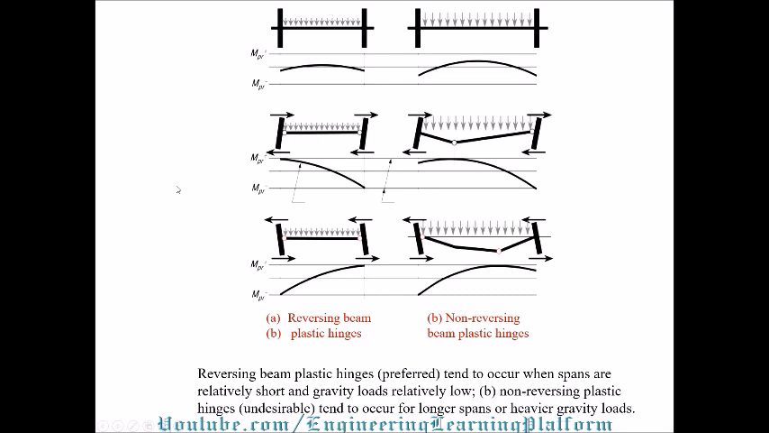Similarly, there is a mechanical mechanism shown. Reversing beam plastic hinges tend to occur when spans are relatively short and gravity loads are low. Non-reversing plastic hinges are undesirable and tend to occur for longer spans or heavy gravity loading.